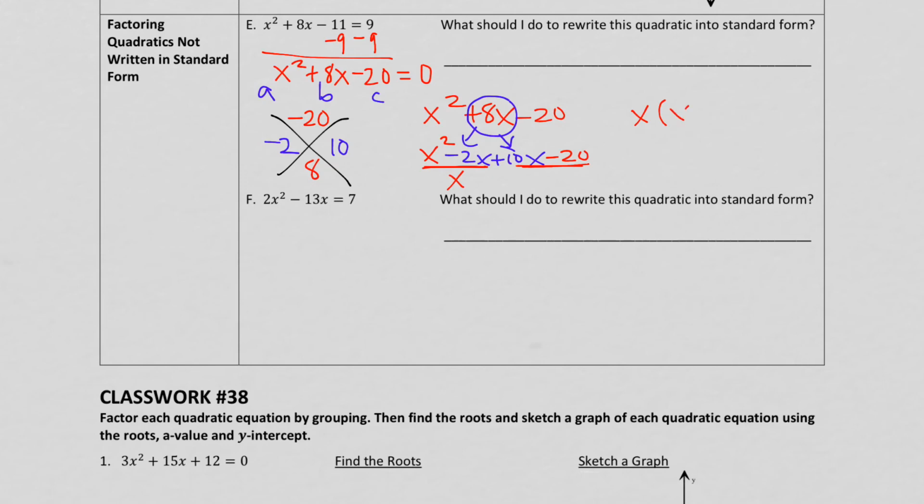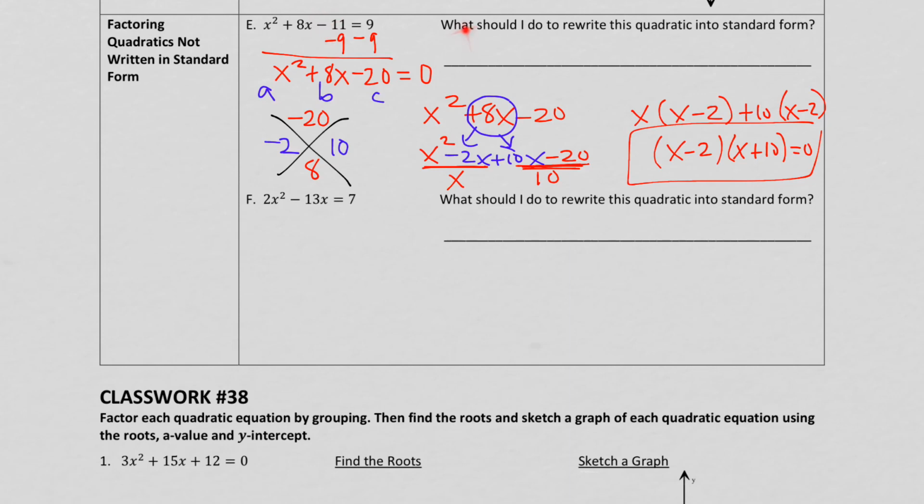I'm left with x minus 2. And here I'm going to have a GCF of 10 with x minus 2. So I'm done: x minus 2, then x plus 10 equals 0. This is the factored form of this original quadratic.